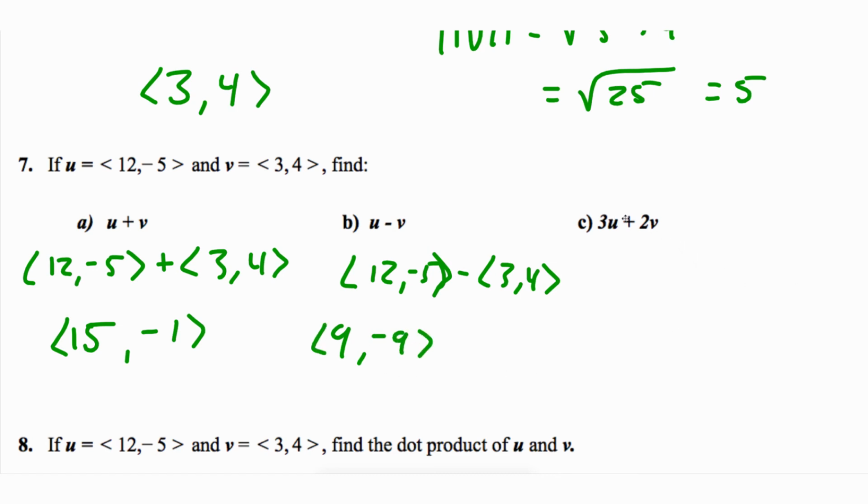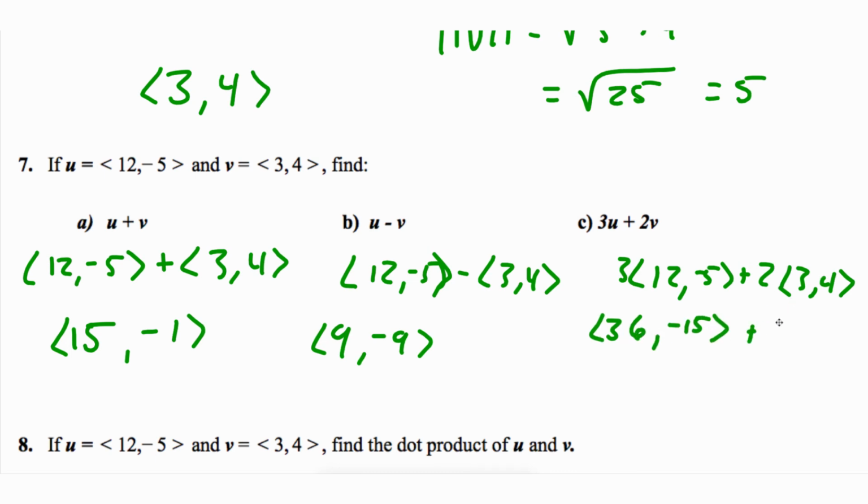For part C, we're asked to do a little bit of multiplication and then add some vectors together. So we have to do 3 times vector u. So 3 times our vector 12, negative 5, plus 2 times our 3, 4 vector v. I'm going to take care of this multiplication first, and it works pretty much like the distributive property. So we're going to distribute the 3 inside of here to get 36 and negative 15.